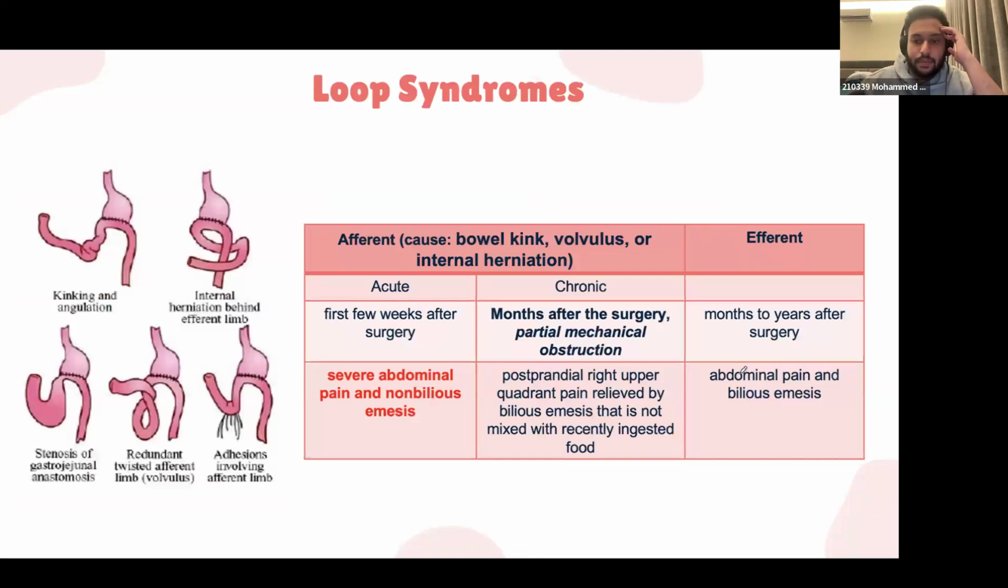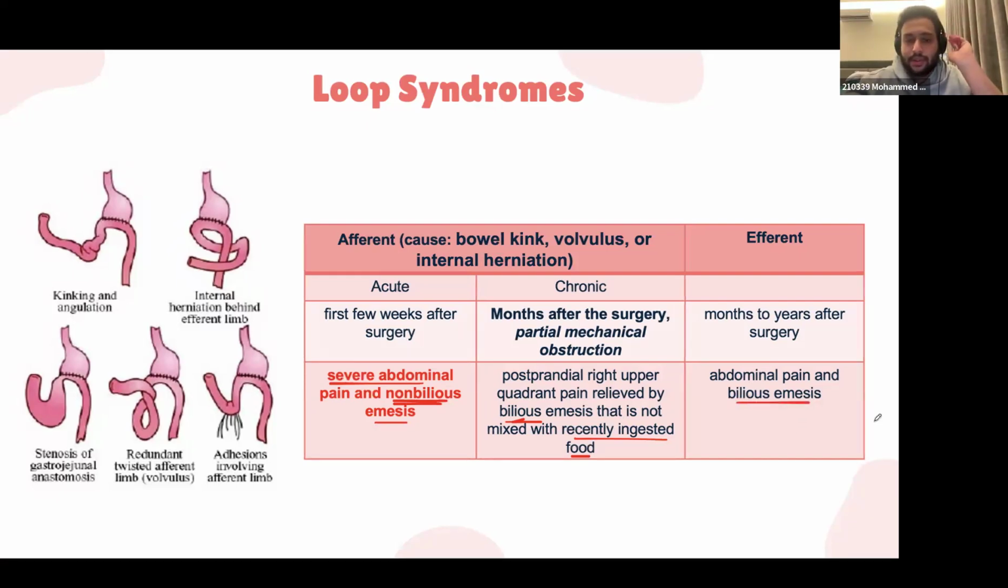Loop syndromes, we've already been through this. You can have a lot of things happening to the afferent and efferent limbs. Most important thing I want you to remember is the description of non-bilious emesis for acute afferent. Chronic afferent is not too important. However, it can be bilious, but the important thing is it's not mixed with any food. The most important distinction I want you to make is afferent is usually non-bilious, efferent is bilious.